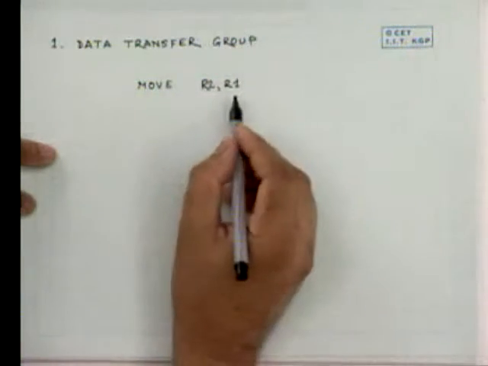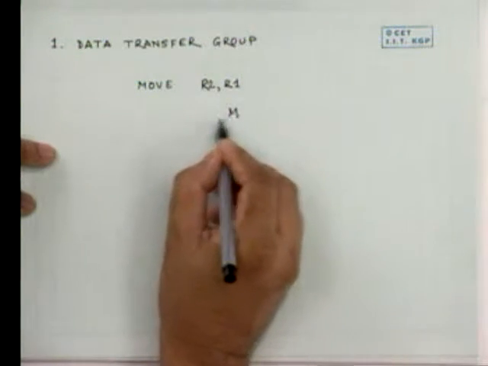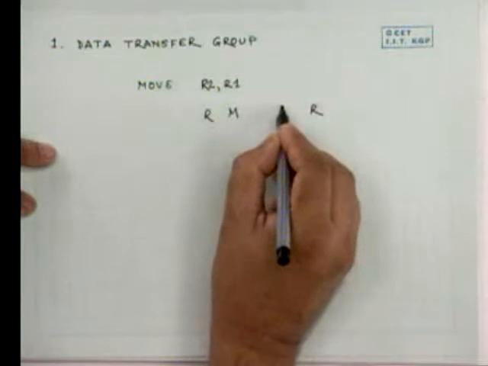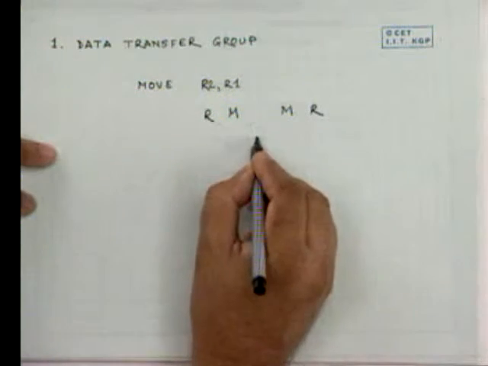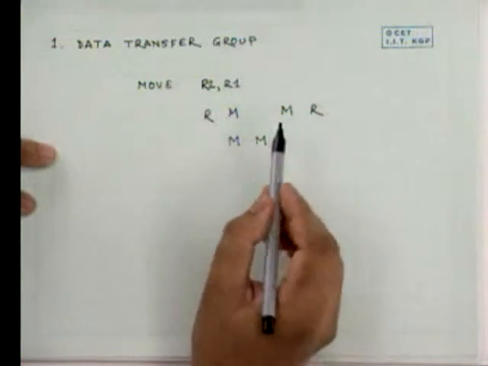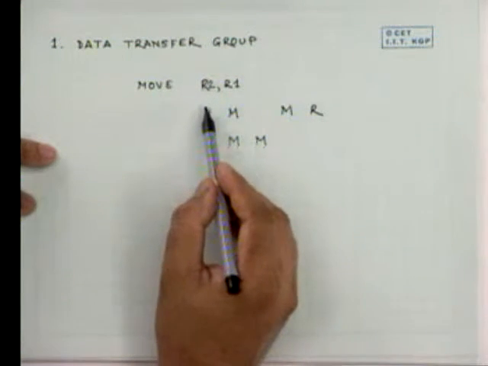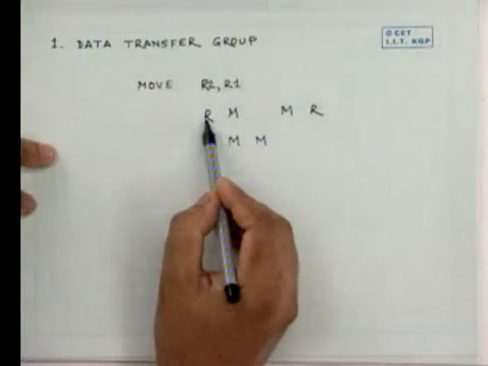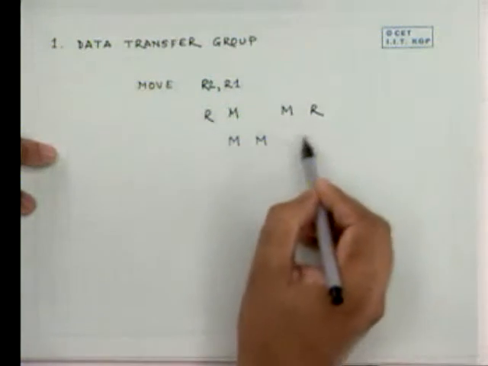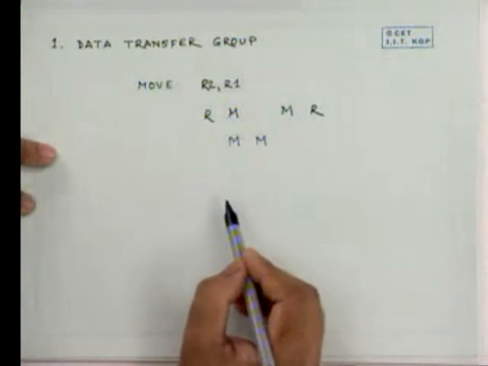The move can be from register to register, from memory to a register, from register to memory, and from memory to memory. The data transfer group takes care of such transference of data from register to register, memory to register, register to memory, and memory to memory. Note that all of them do not have to be there in all the machines.